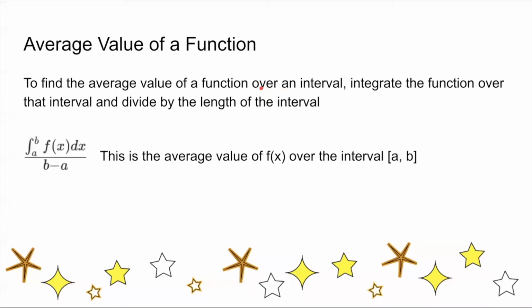To find the average value of a function over an interval, integrate the function over that interval and divide by the length of the interval. So in mathematical terms, that means if you're trying to find the average value of f of x over the interval a comma b, then the average value is the definite integral from a to b of f of x dx divided by b minus a.